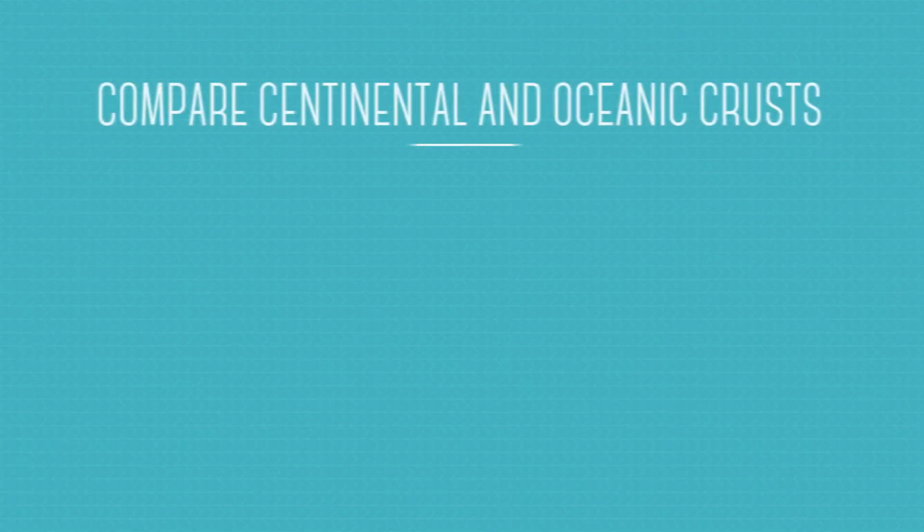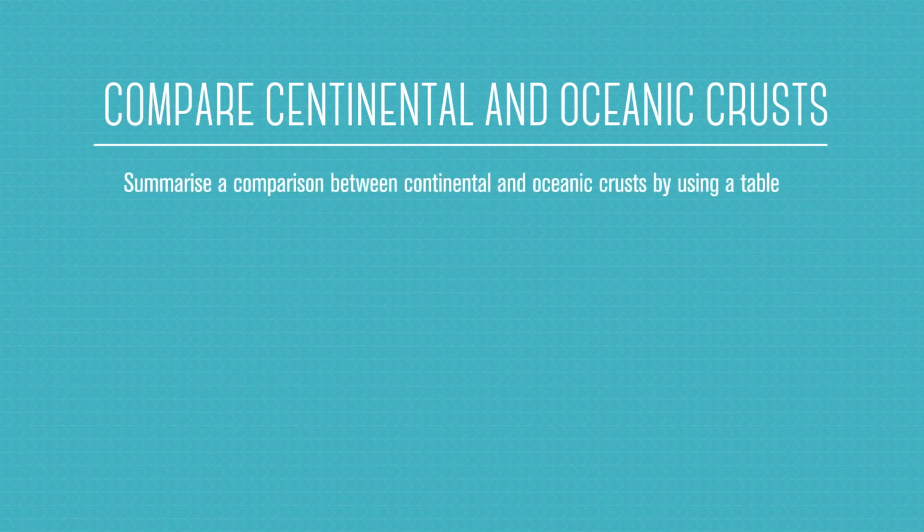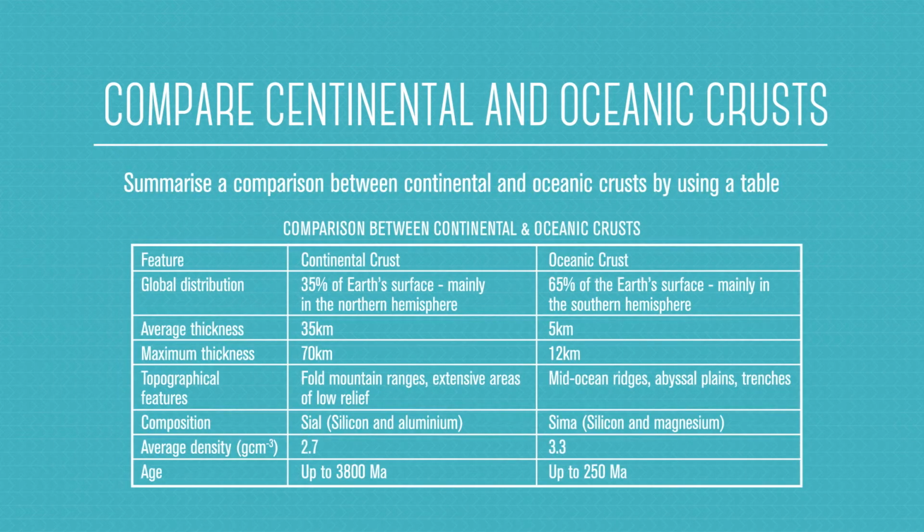And here we have an example of a comparison between continental and oceanic crust. See that we have straight lines, that the columns are labelled, and this really easily and nicely puts forward a lot of information that the examiner can go through and check very easily.